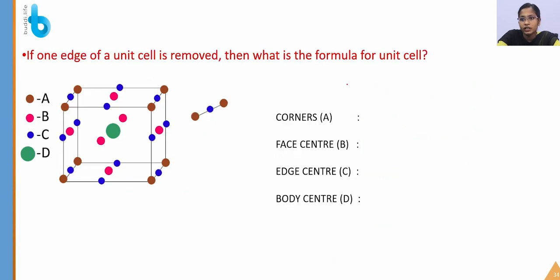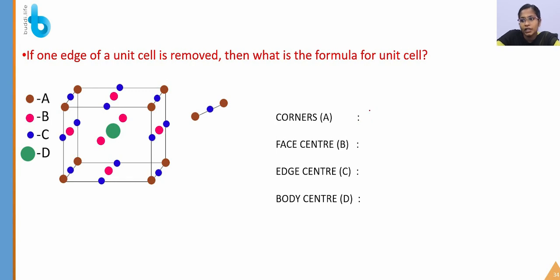Okay. So now we'll see the next one. If one edge of a unit cell is removed, then what is the formula for unit cell? So one edge is going to be removed. So how many atoms are there in an edge? 2 corner atoms and 1 edge center atom is there. So one edge is going to be removed completely. So how many corner atoms are removed? 2 corner atoms are going to be removed, right?